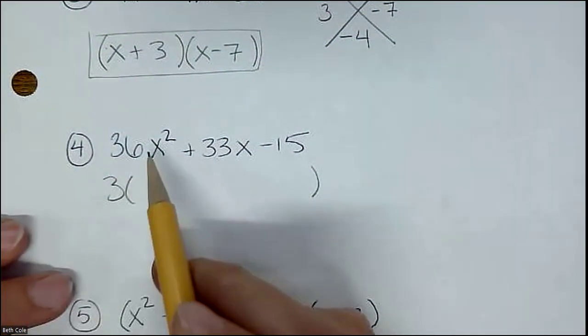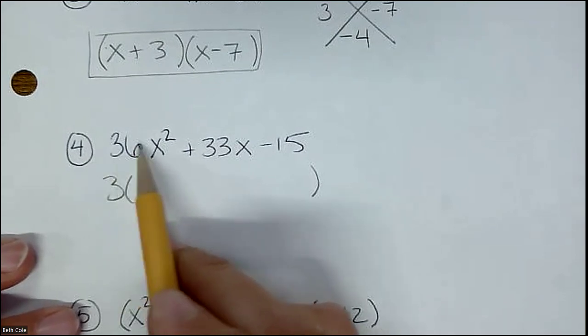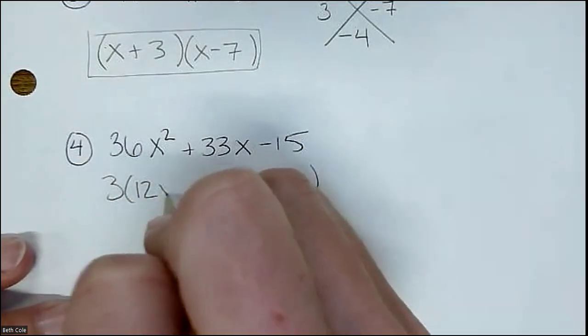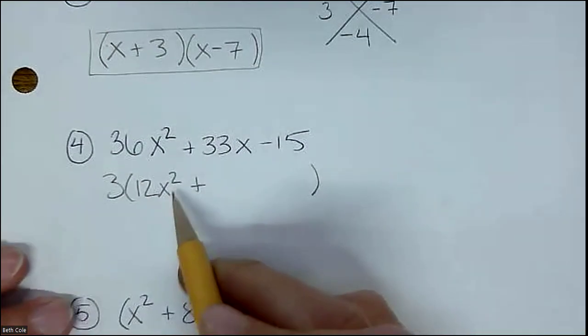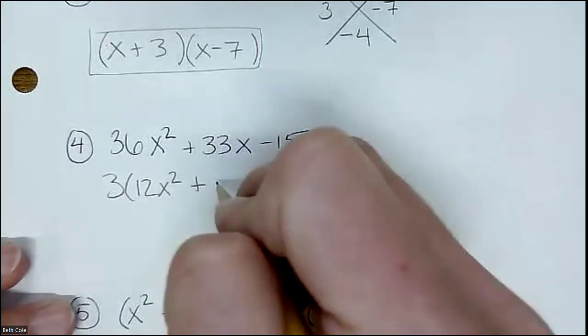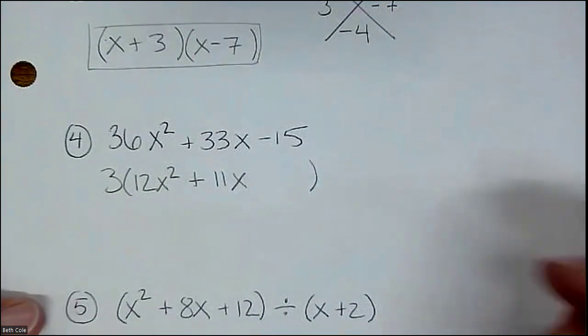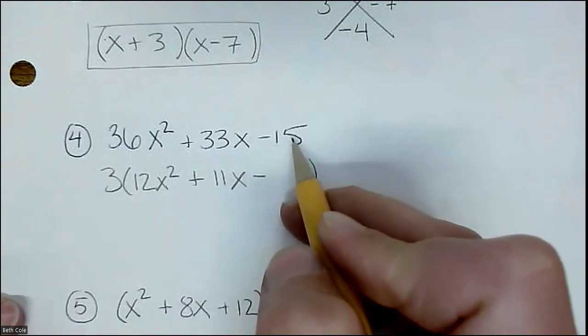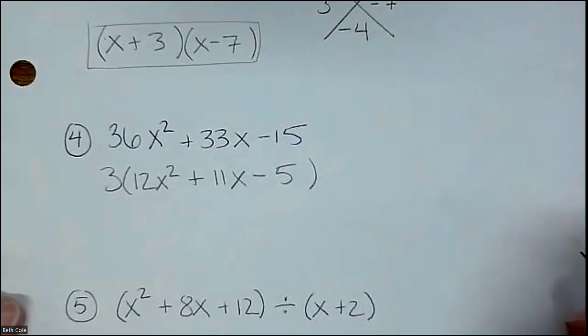And again, you can use the calculator. I don't want to have to keep going back and forth, but 36 divided by 3 will give you 12. And then your x squared. 33 divided by 3 will give you 11, and then your x. And then minus 15 divided by 3 will give you 5.